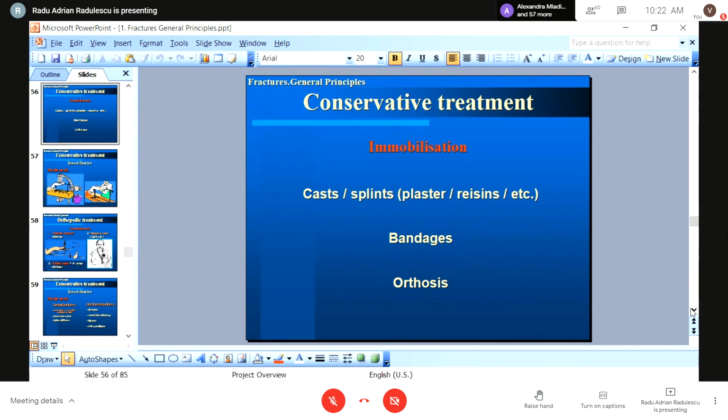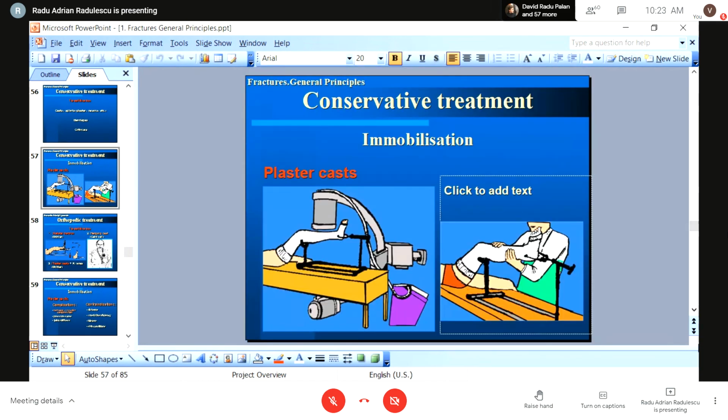So we'll use casts, splints, bandages, or orthoses. I suppose you know what orthoses are. If we have to make a difference between orthoses and prostheses, the prosthesis replaces a segment of a limb, and an orthosis is an additional sustainer of a segment of the limb. So that's the difference between orthosis and prosthesis. And we have some examples here.